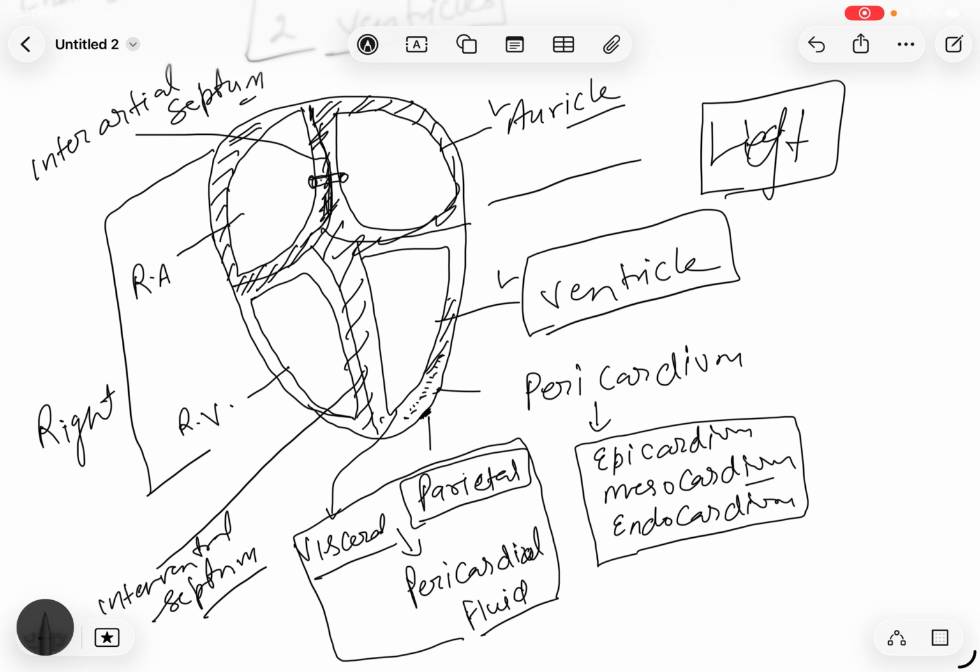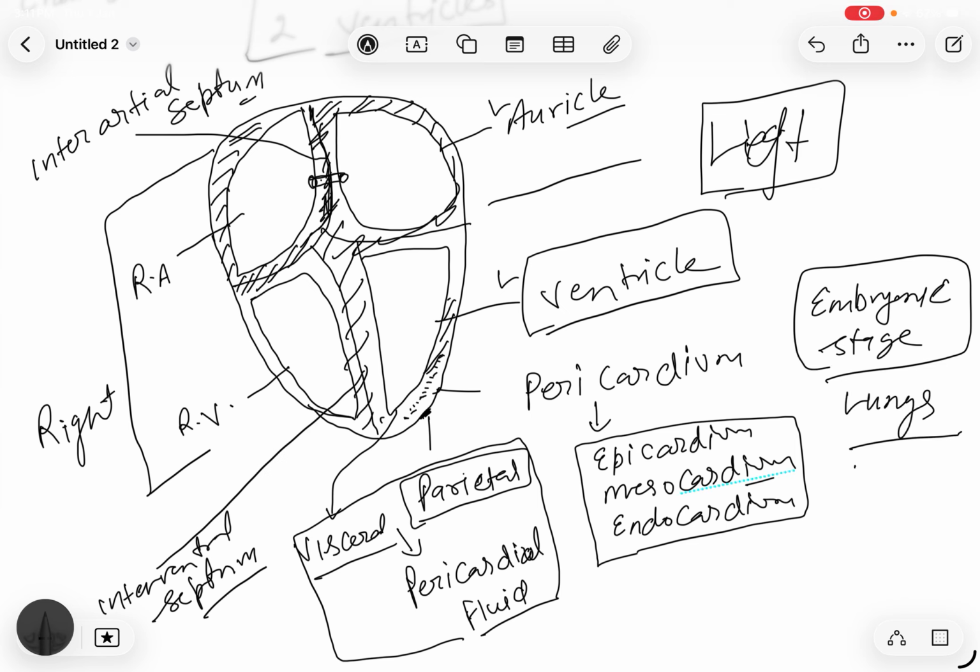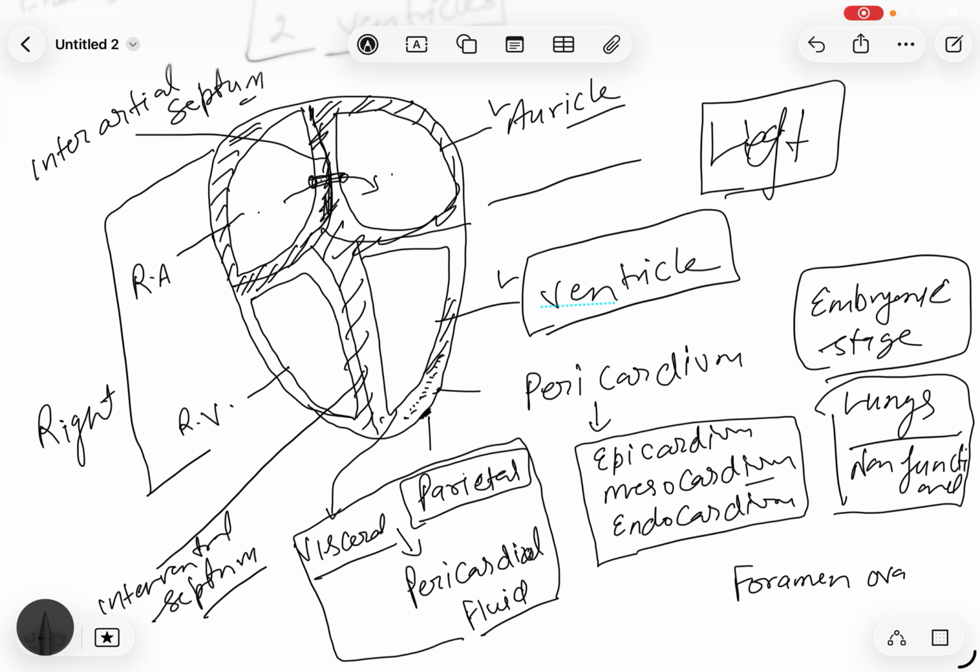As we know, in the embryonic stage the lungs are non-functional. So blood is not transported to the lungs; from the right auricle to the left auricle, blood migrates via this pathway. This condition is known as foramen ovale.